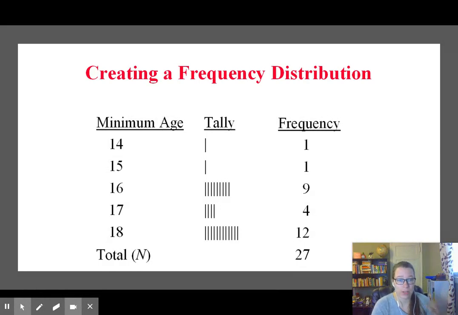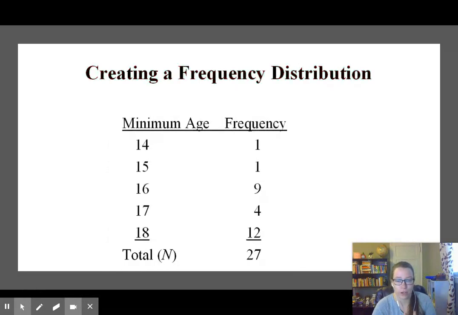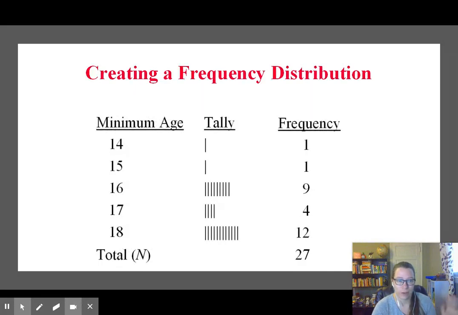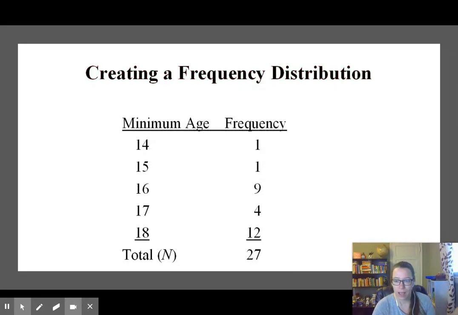So this is our frequency distribution, and then we're going to take this and put it in a chart that looks just like this. We're just going to get rid of the tally part, and then we're going to have our frequency distribution here. Put this in a chart, and this is a frequency distribution chart. Super easy.